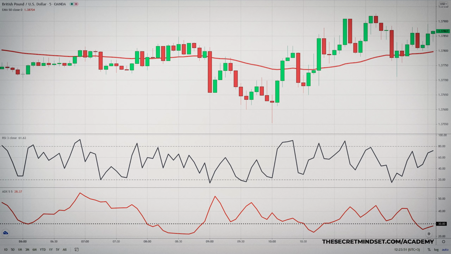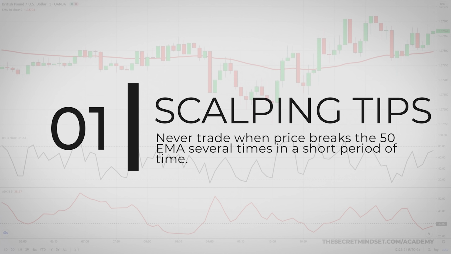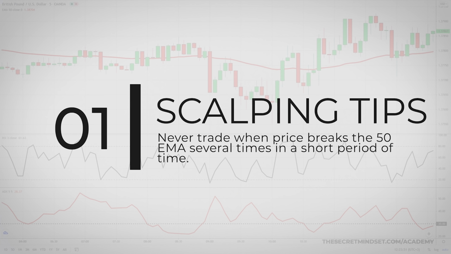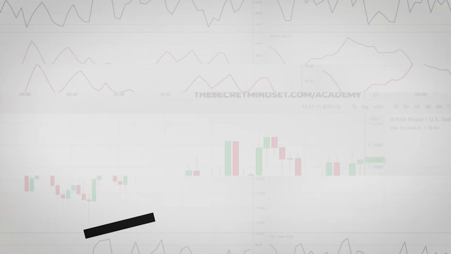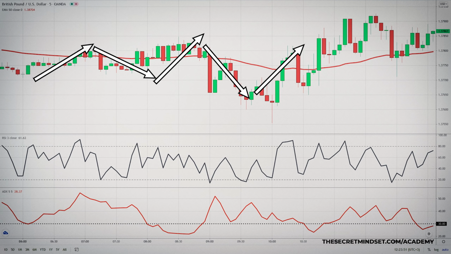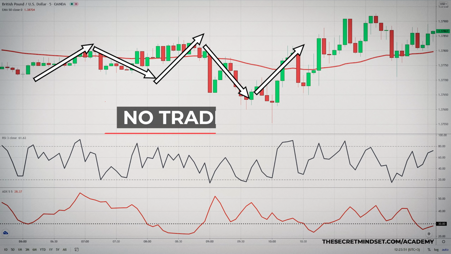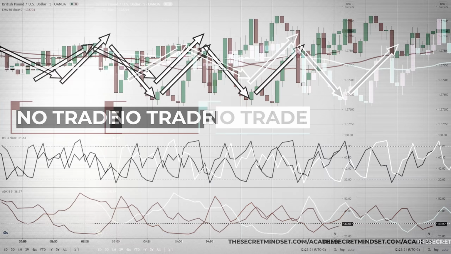Here are several tips to increase your win rate. Number 1. Never trade when the price breaks the 50 EMA several times in a short period of time. You want a sloping moving average. When price moves above and below the moving average, it usually signals a consolidation period.